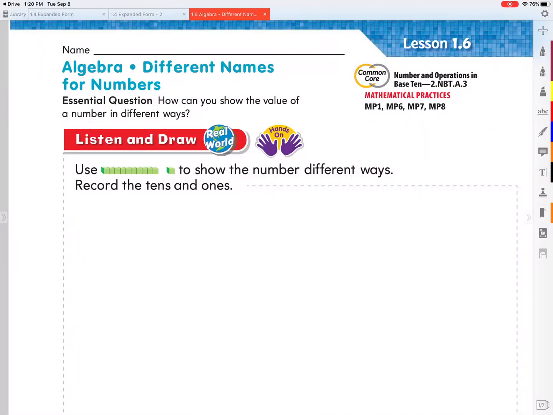Hi, second grade. It is time for another math lesson. Today's lesson is 1.6. What you will need for this lesson is a pencil, your math workbook, and a comfy place to sit.